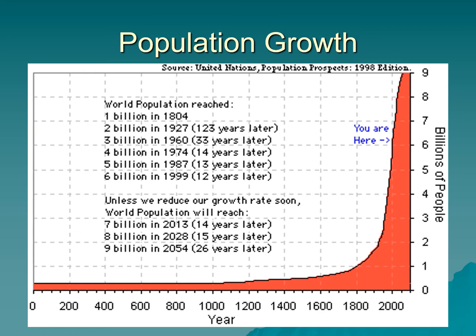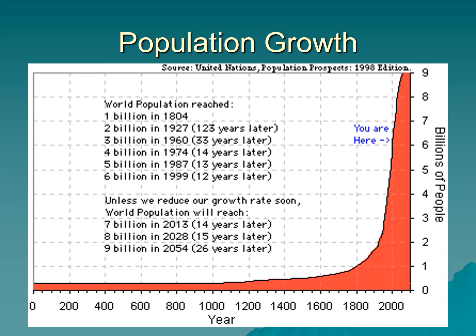All right, so right now, if you look at this, the first billion people existed on the planet in 1804. The second billion came in 1927, 123 years later, then 3 billion people 33 years later, then 4 billion 14 years later. You see what's happening? 5 billion 13 years later, 6 billion 12 years later.